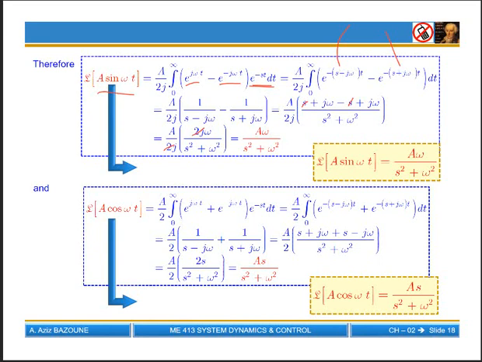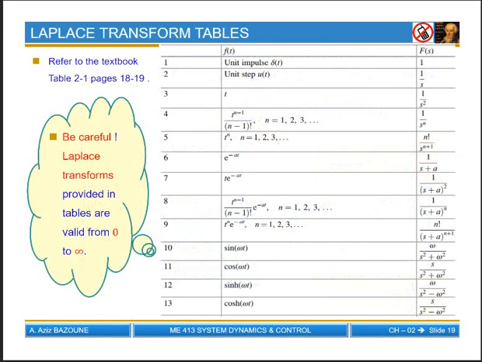Similarly, in the same way, we will find the Laplace transform of cosine omega t, just by introducing the two terms of the cosine in terms of exponential terms. So remember, the Laplace transform of a sine omega t is a omega over s squared plus omega squared. The Laplace transform of a cosine omega t will be a s over s squared plus omega squared. So you are not required, Shabab, to memorize them by heart. You can use the table.